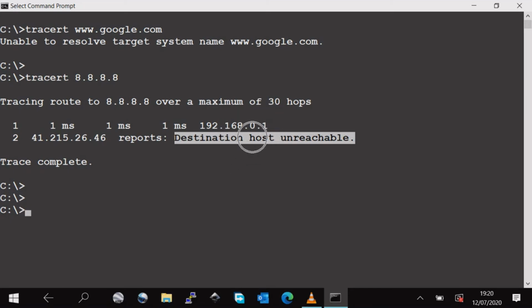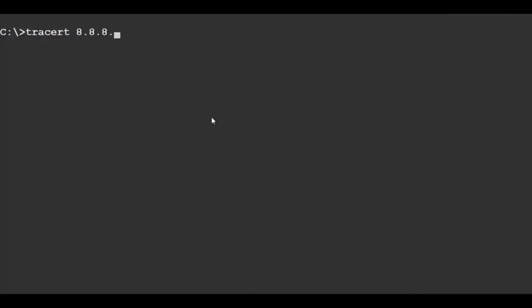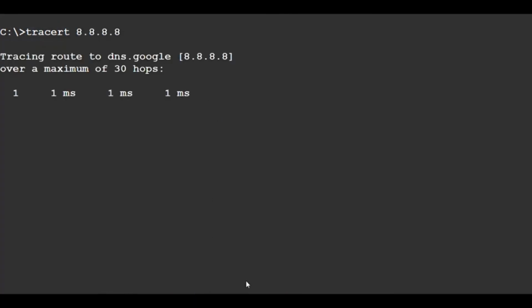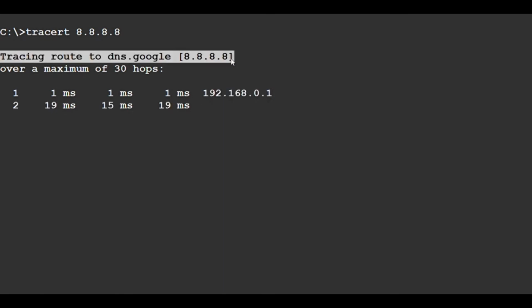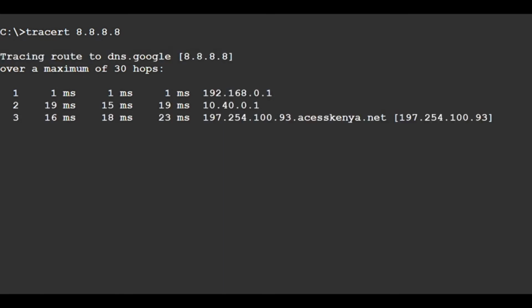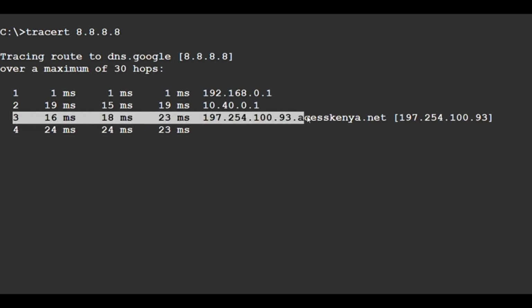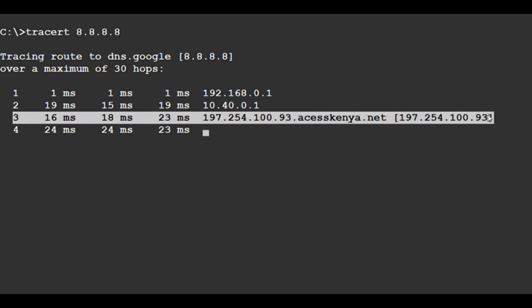Coming back to my simulation, the cable leading to the internet was disconnected. I'll hook it up and reissue the tracert command. This time round, we see that the trace is successful. We also see the data packets as they cross various nodes. For instance, the third hop is that of my ISP, accesskenya.net.